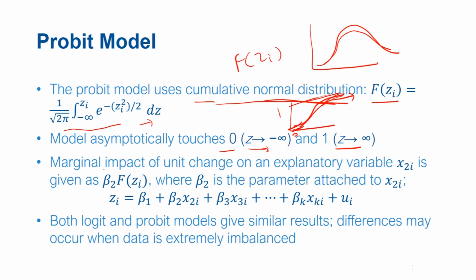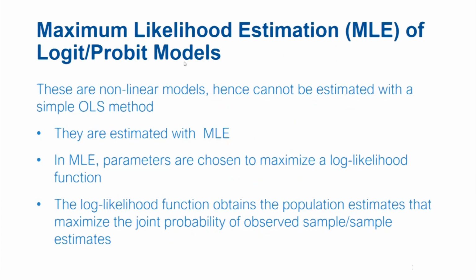Second, the interpretation of the marginal impact of xi on the probability function remains identical. Only when we derive this formula of marginal impact, that is dpi upon dxi, the resulting formula is slightly different. It is beta 2 times f(zi), where beta 2 is the parameter attached to x2i. And remember, zi was beta 1 plus beta 2 times x2i plus beta 3 times x3i, and so on.